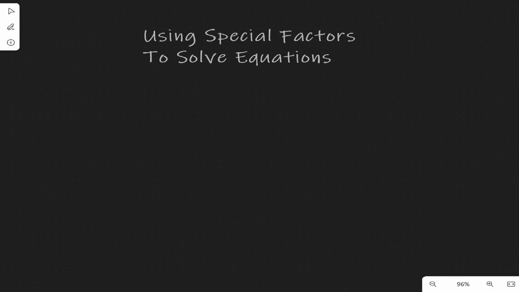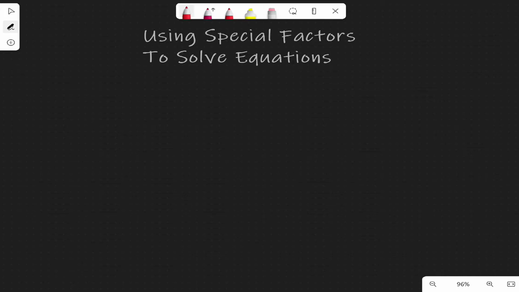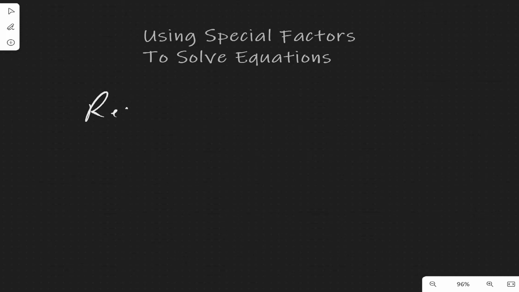To solve equations using special factors. Hello everyone. Before I start, let me remind you of two things we have studied together: how to multiply or expand polynomials.